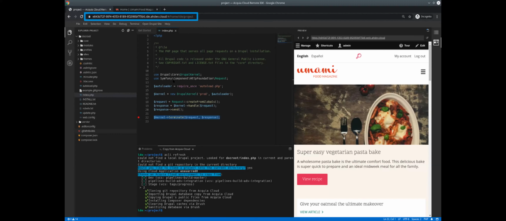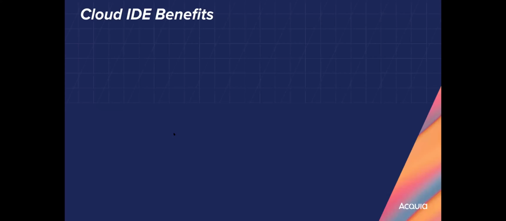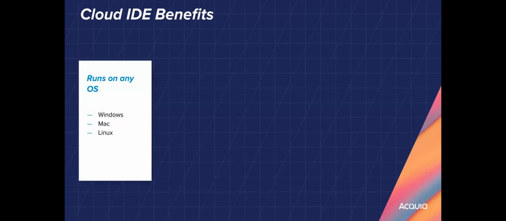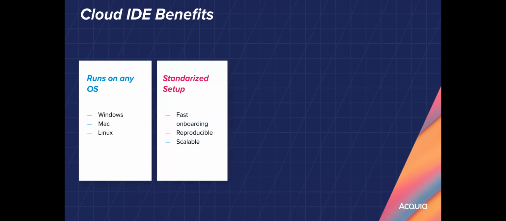You can write code, edit files, run a terminal, log in and preview your Drupal site, and it's all the stuff you would normally do locally. It's just not running locally. So it runs on any operating system, as long as you can get a browser. It can actually even run on your tablet or phone if you want. Not that you necessarily would.